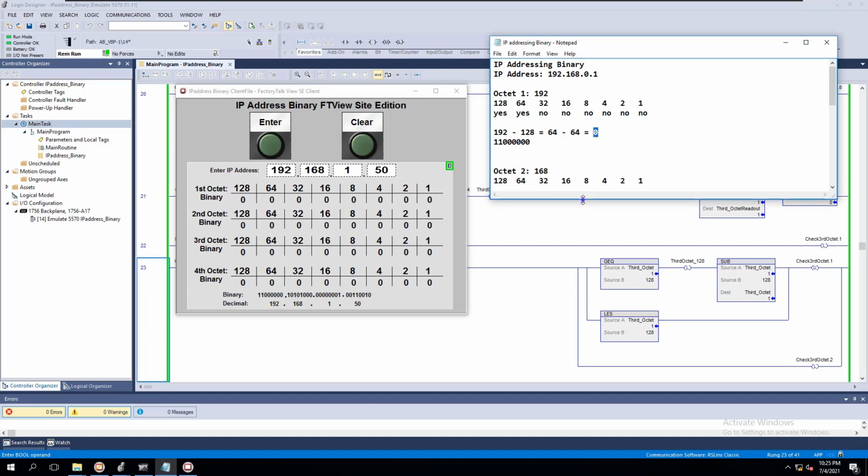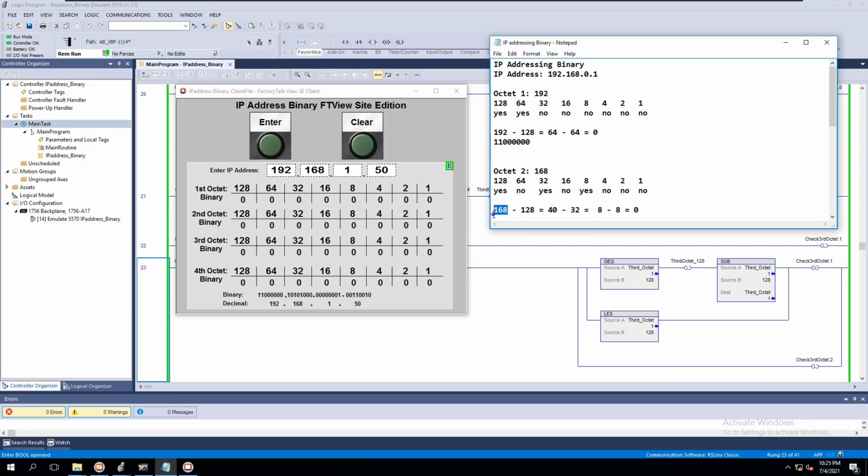So with the second octet, we have to ask ourselves the same exact thing. Can 168 go into 128? Is it equal to or greater than 128? Yes, it is. So what is the remainder of that? We're going to do the math behind that. 168 minus 128 leaves a remainder of 40. Is 40 equal to or greater than 64? No, it's not. But is it equal to or greater than 32? Yes, it is. So 40 minus 32 leaves 8.